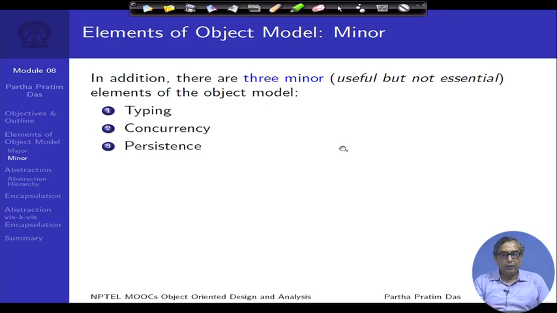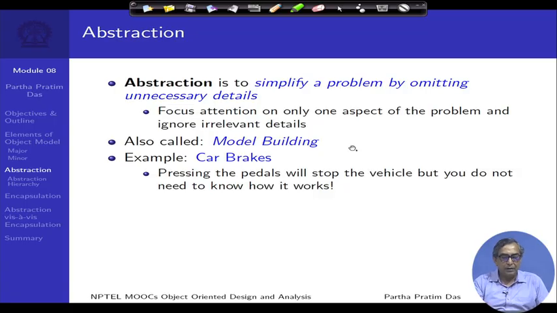In addition to the four major elements which are essential, there are some useful but not exactly essential elements in defining object models. They are known as minor elements, and they include typing, concurrency, and persistence. So, we will start now with the major elements, with abstraction, the core concept of object oriented programming.